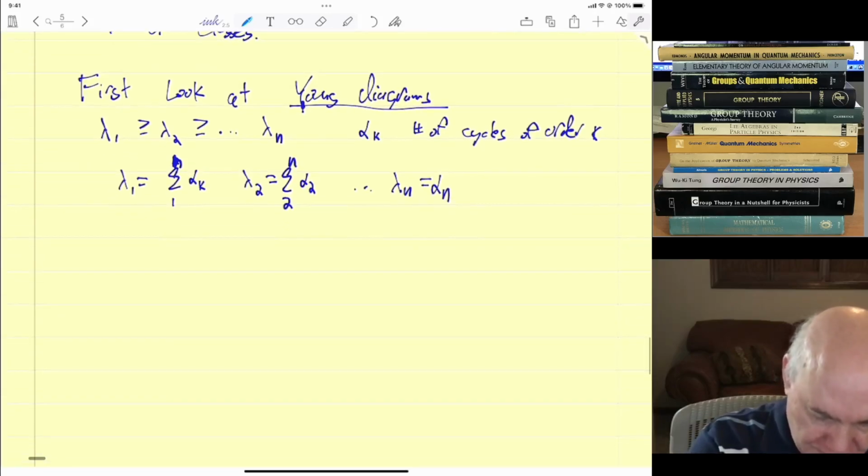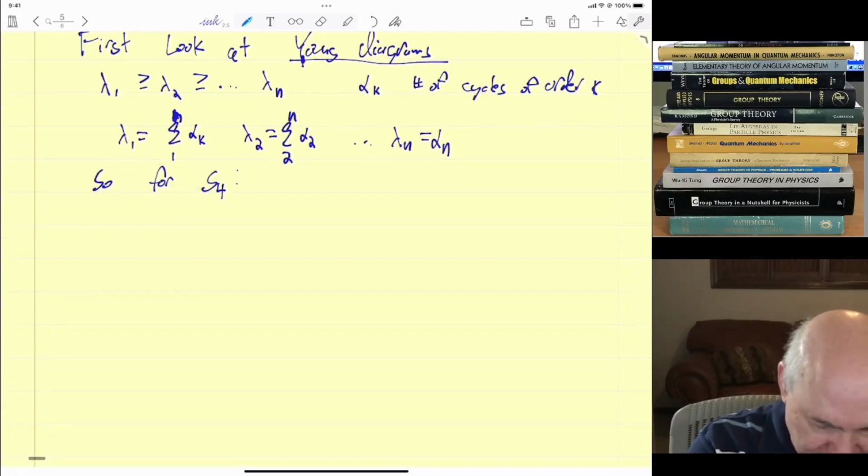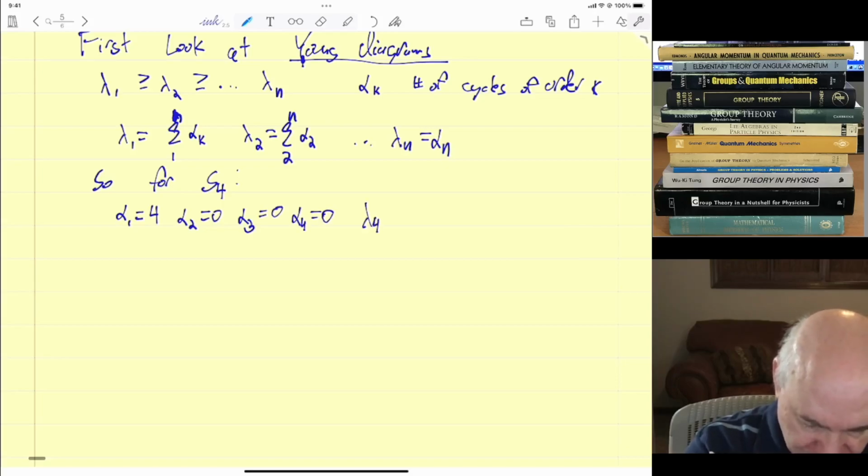So for S4, let's start out. We had alpha 1 equals 4, alpha 2 equals 0, alpha 3 equals 0, alpha 4 equals 0. This implies lambda 1 is the sum of all of them, which is equal to 4. Lambda 2 is equal to, from here on up, we get 0. Lambda 3 equals 0, and lambda 4 equals 0.